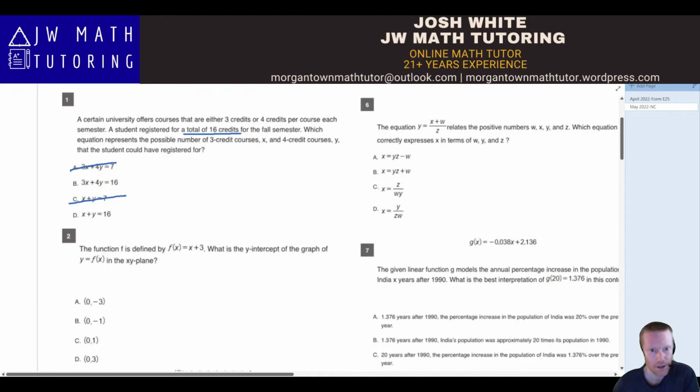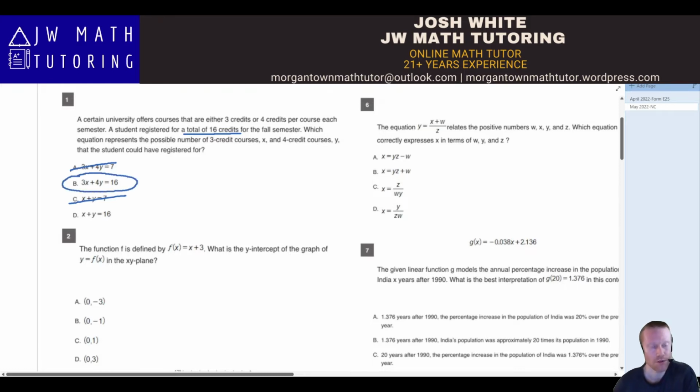And then also notice that for the total number of credits, you'd have to multiply the number of credits for the 2 different types of courses, meaning a 3 and a 4, by the number of courses being taken. So that's why it's 3 times x and then also 4 times y. So the correct answer is going to be letter B.